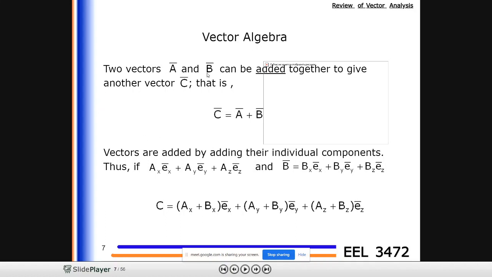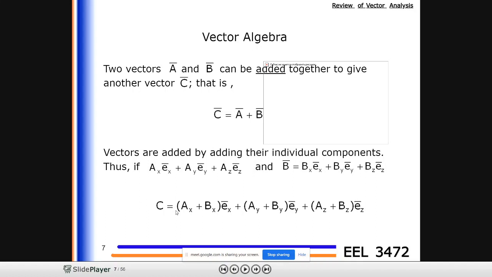Two vectors, a vector and b vector, can be added together to give another vector, c vector. So c vector is equal to a vector plus b vector. Again, this a vector will be in the form of a_x a_x cap plus a_y a_y cap plus a_z a_z cap, and b vector will be in the form of b_x a_x cap plus b_y a_y cap plus b_z a_z cap. So a_x, a_y, a_z are the components along x, y, and z axis for this given a vector. b_x, b_y, b_z are the components of b vector along x, y, and z axis. Clear? So how to add these things?